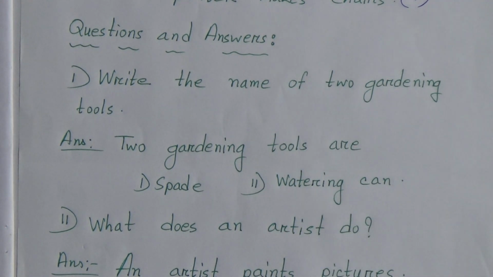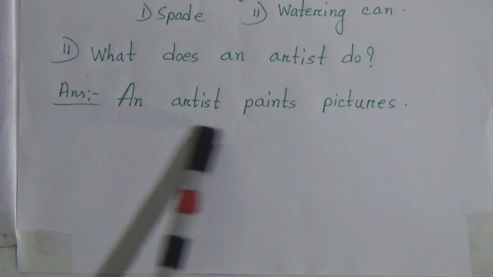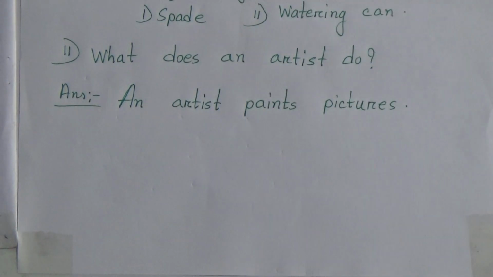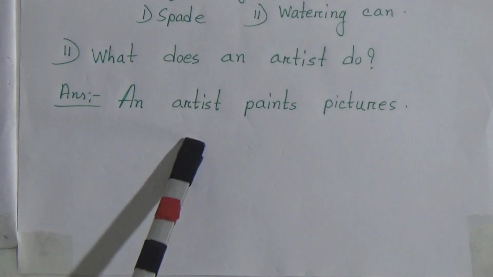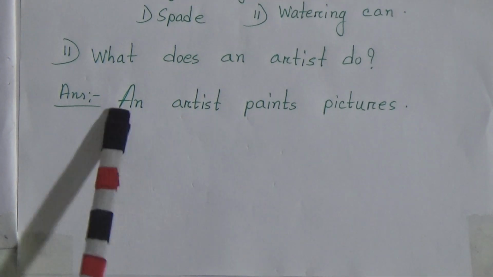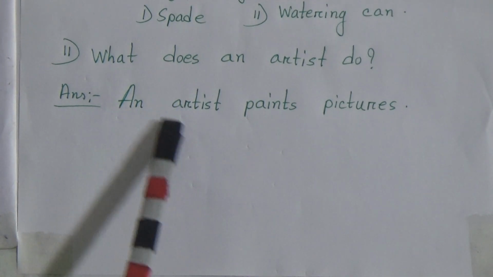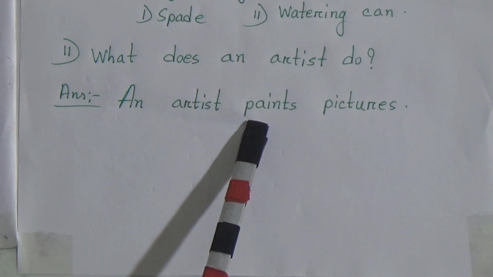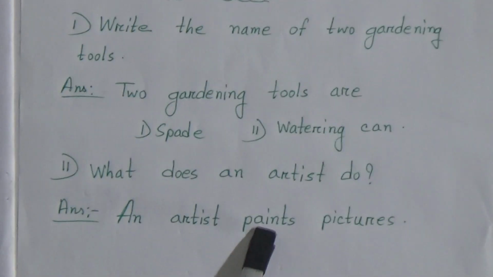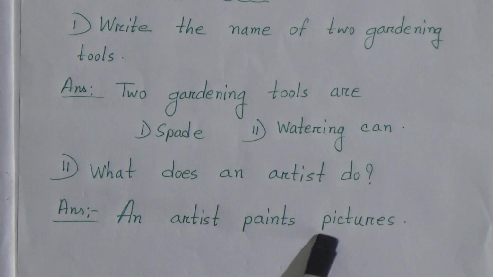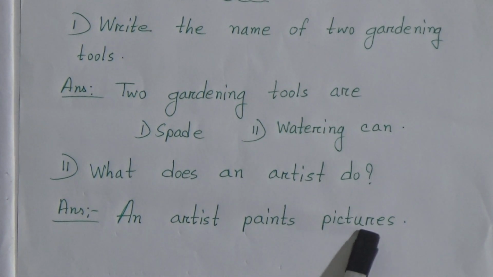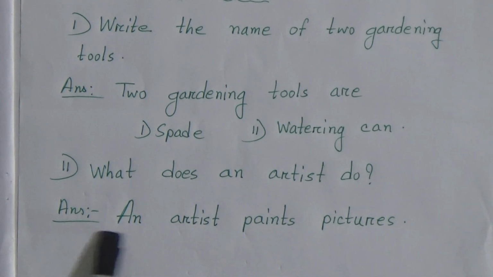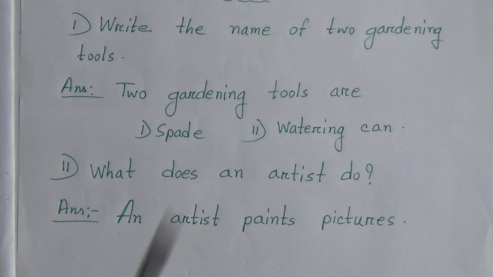2 number question here is, what does an artist do? Answer is, an artist paints pictures. An artist spelling A-R-T-I-S-T, artist, paints, P-A-I-N-T-S, paints, pictures, P-I-C-T-U-R-E-S, pictures. An artist paints pictures.